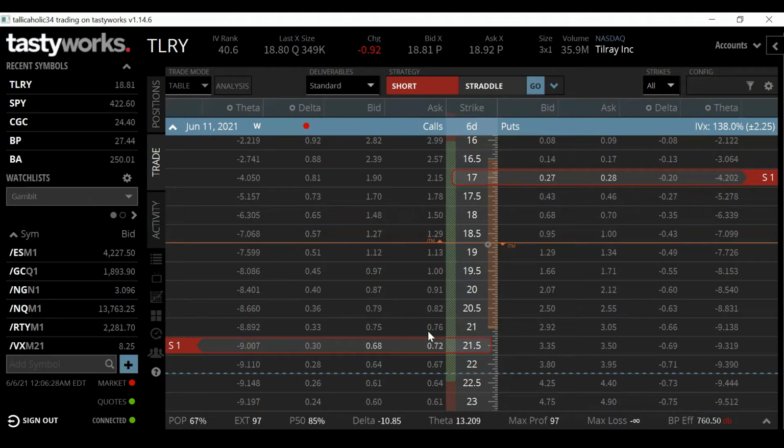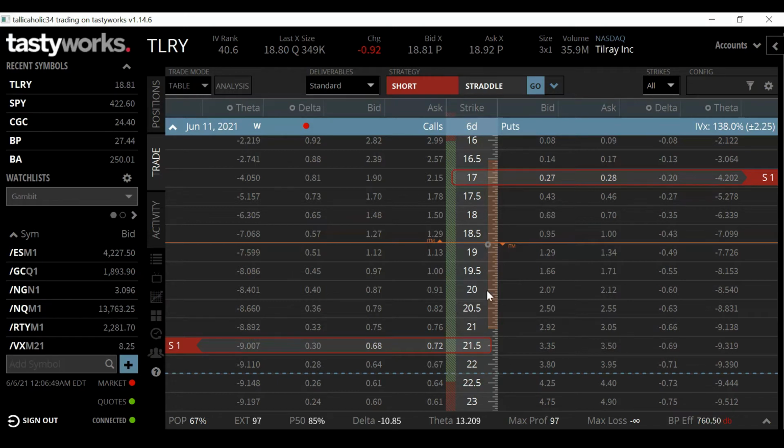Obviously, it's not a trade we actually do. Max profit's only $97. We would never do this in a weekly cycle. But anyway, we have a short strangle on here. Tilray is currently trading right around $19, about 18.92. And let's just say we have this strangle on, and then Tilray starts to creep up.